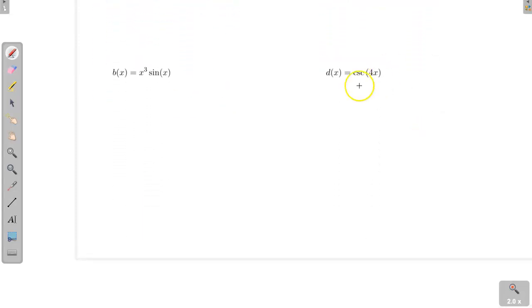All right, and the last two, x cubed sine of x. These ones look really simple, but it's a little bit more complicated because it's x cubed times sine of x. So I have to do the product rule. The product rule says I'm going to keep the first function the same, so that's going to be x cubed. I'm going to multiply by the derivative of the other function. The derivative of sine is cosine.